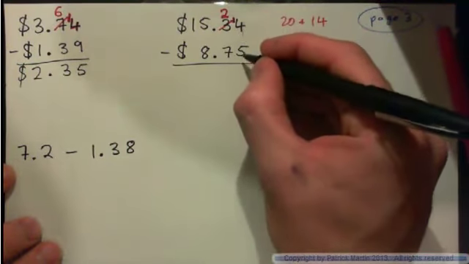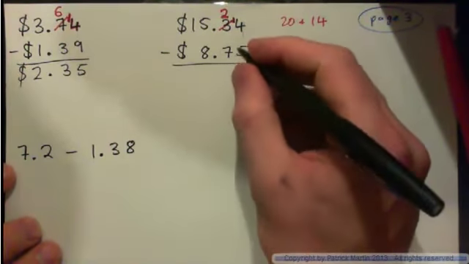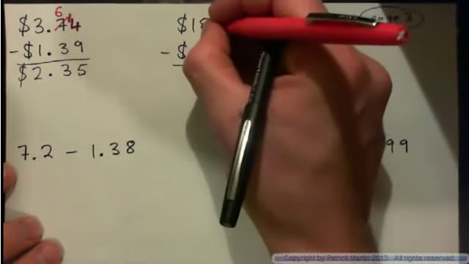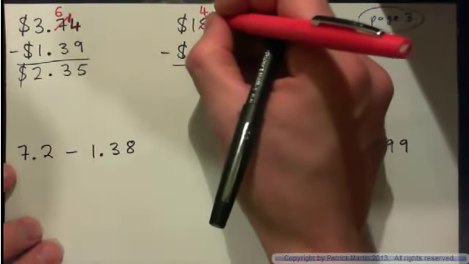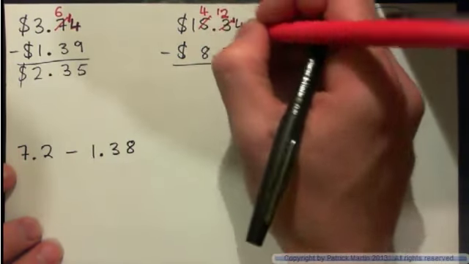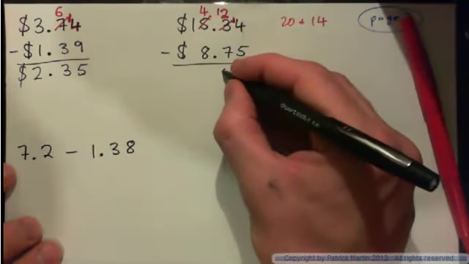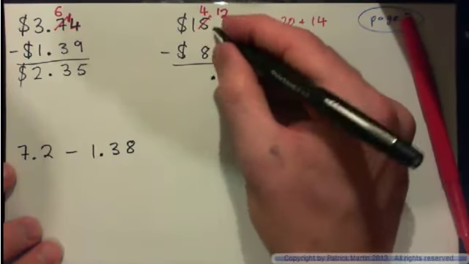So 14 subtract 5 is 9. 2 subtract 7 isn't going to work. So I've got to borrow from here. So he's going to become a 4, and I'm going to bring a 10 from here to over here, right? So now 12 subtract 7 is 5. Put down the decimal point underneath it. Decimal points always line up underneath each other.